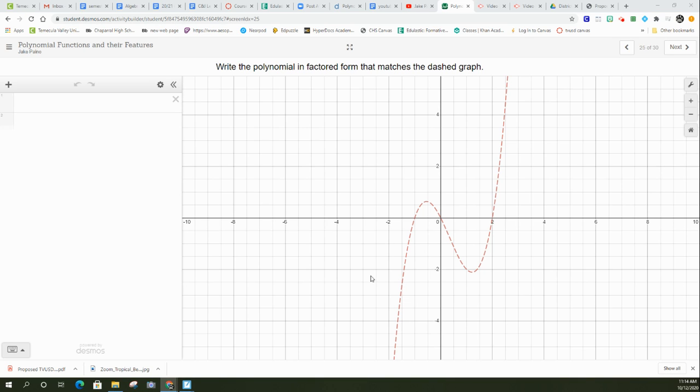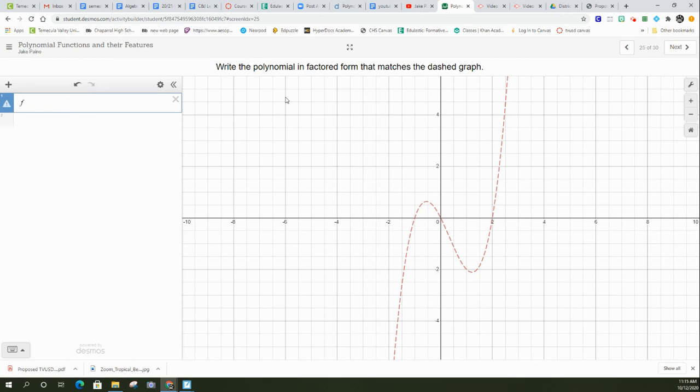All right, we're going to finish up this Desmos activity on this video. We're going to take everything that we understand about end behaviors and max, mins, and numbers of turns and try to be able to write the function that matches this. So it says write a polynomial in factored form that matches the graph.